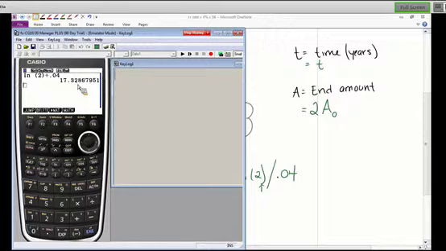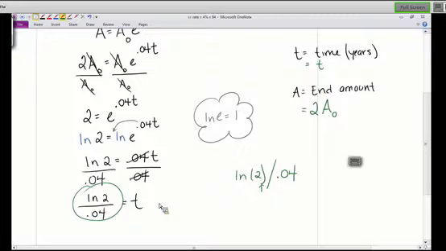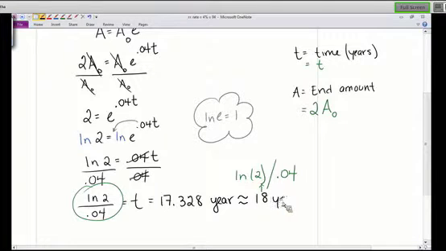Our t is 17.32867. It's a long decimal, right? So if t is equal to 17.328, keep in mind you're dealing with years, so you're basically going to round this up. This is going to be approximately 18 years. So that's our answer, 18 years. So any questions on 9?